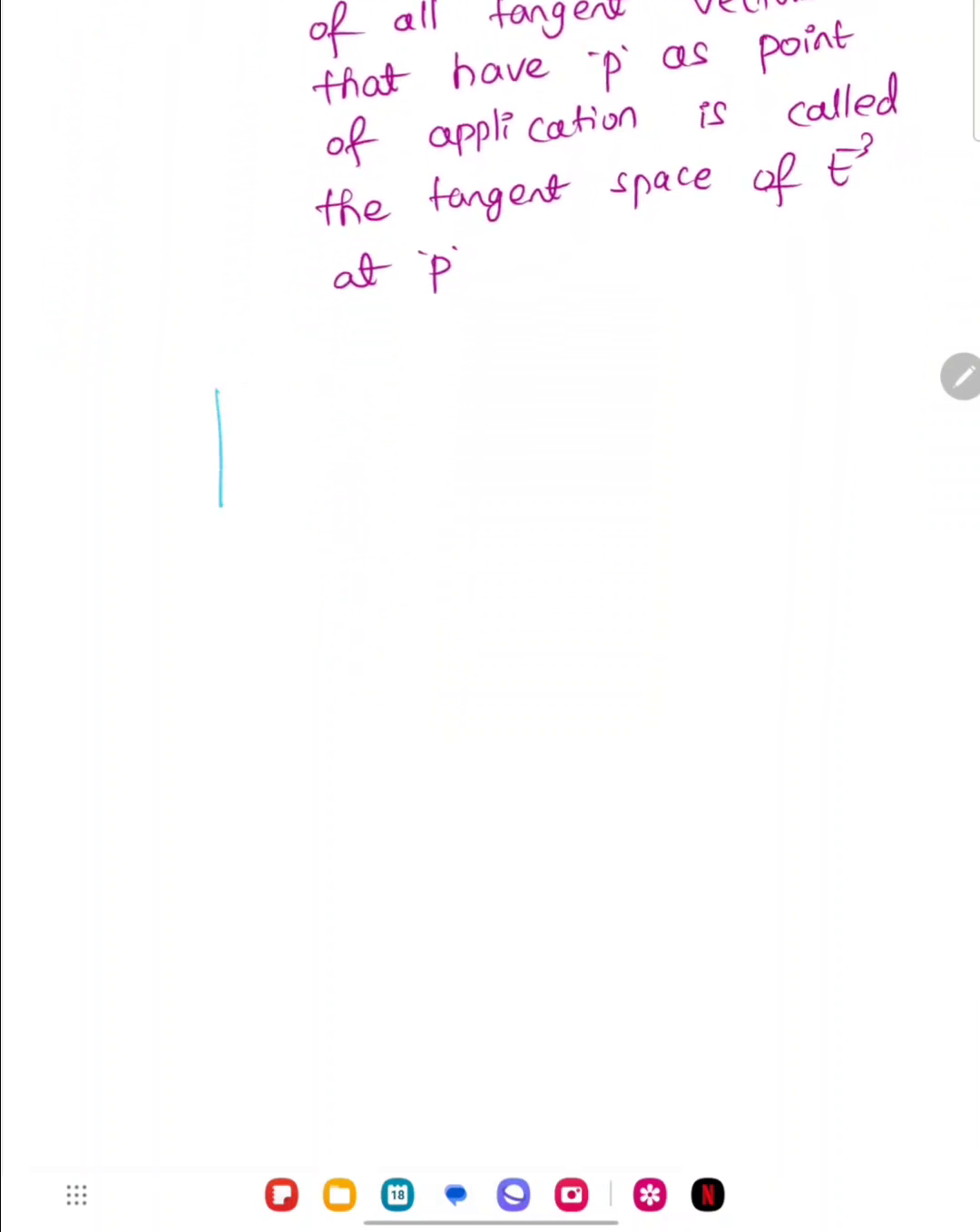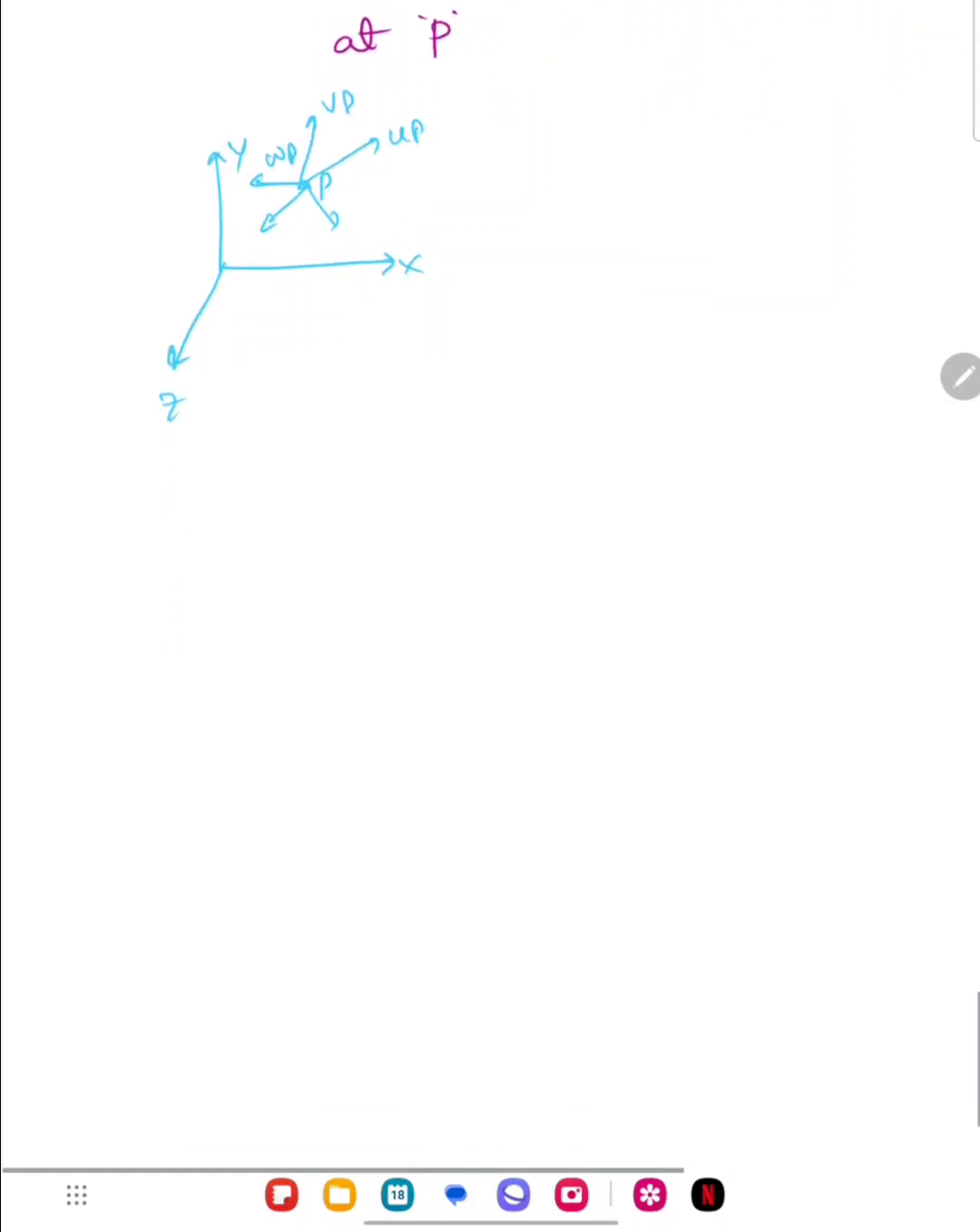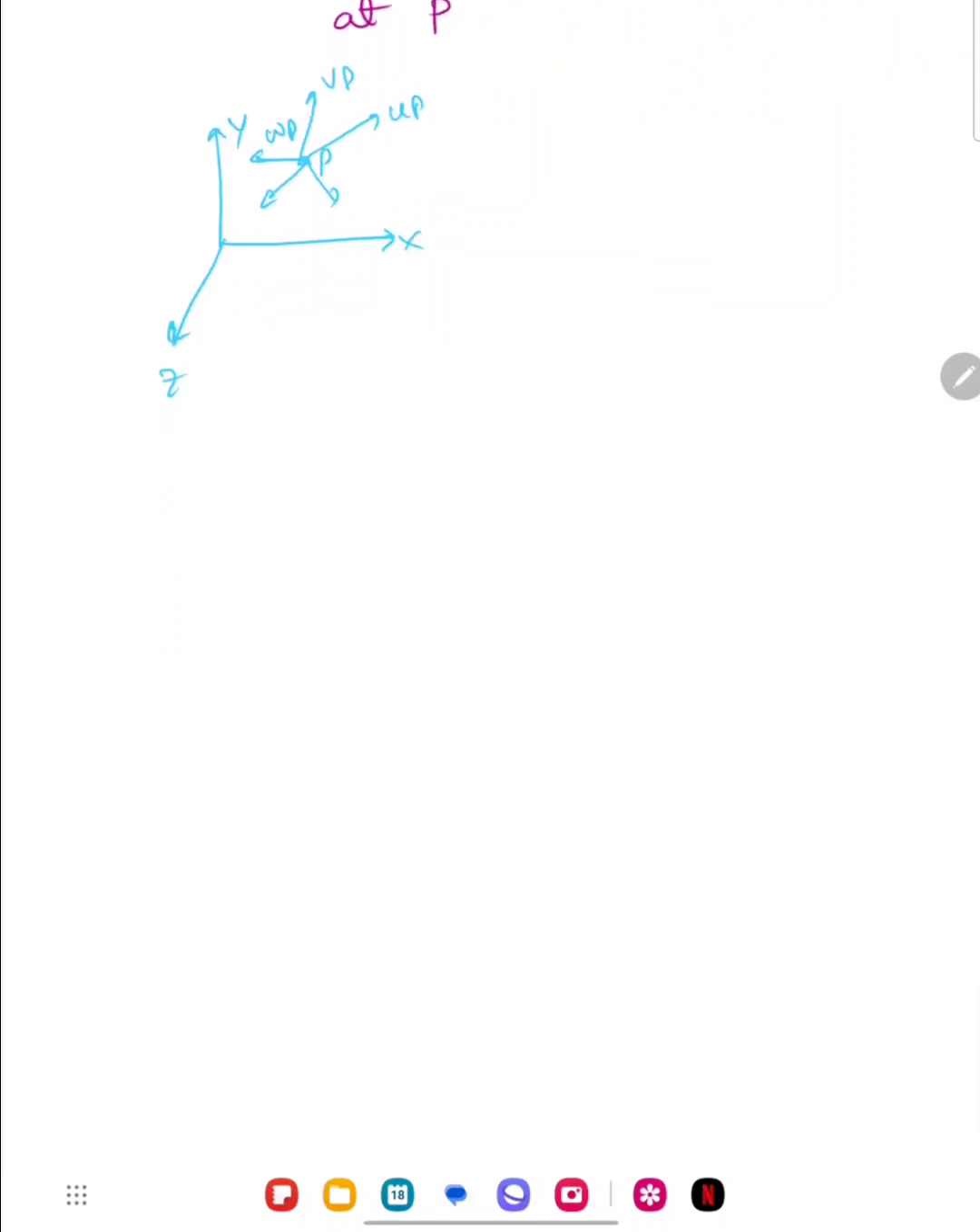So suppose this is a Euclidean 3 space with x, y, z as the 3 coordinates. Suppose this is the point P, then Up can be one tangent vector, Vp, Wp. So in different directions we have different tangent vectors. Therefore, by collecting all the tangent vectors at a particular point of application, they form a space that is called the tangent space. And we are studying E3, therefore that is called the tangent space of E3 at the point of application P.